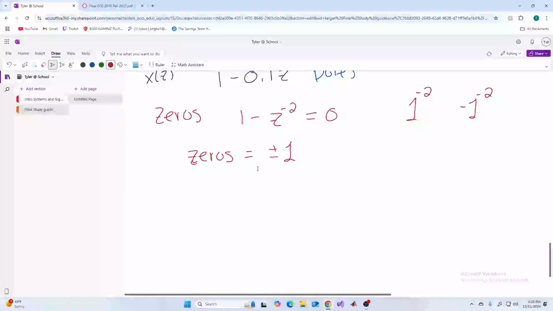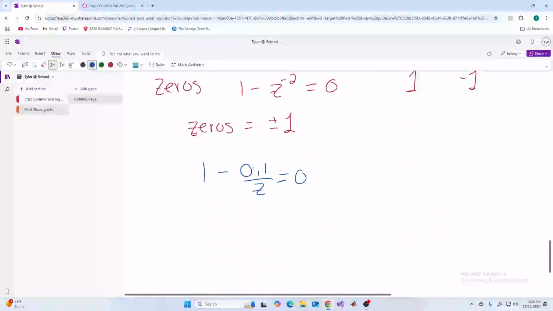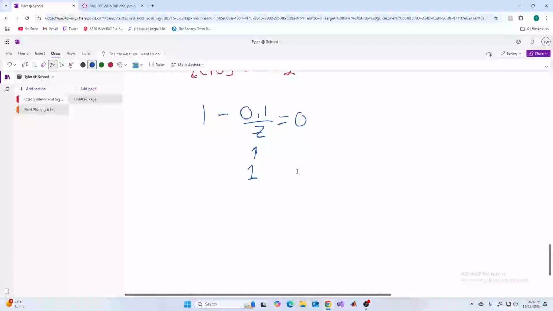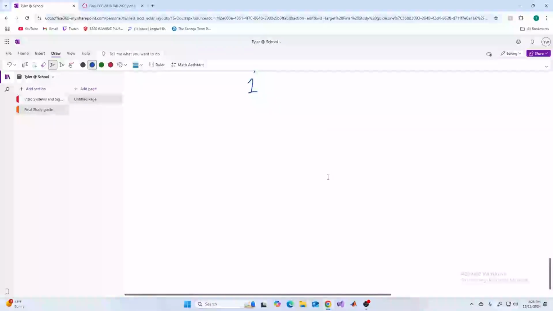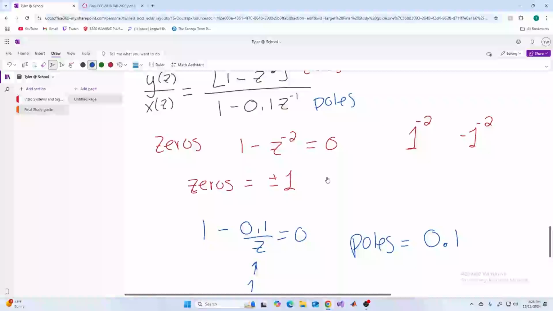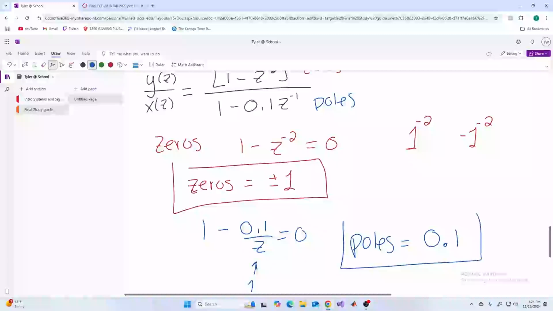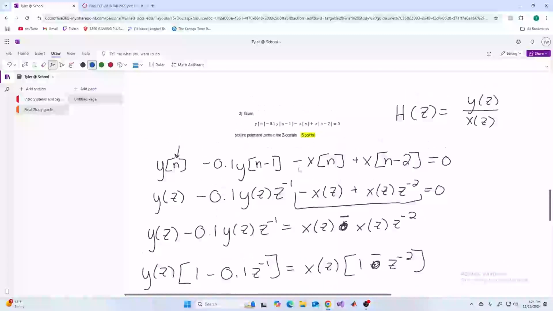Now for my poles, I have 1 minus 0.1 divided by z equals 0. Well, I need to make this value here 1, because 1 minus 1 equals 0. So the value there is my pole: the pole is at 0.1. So that's how you approach this kind of problem. You just write it out. Zeros are here and poles are here. So I just walked you through it step by step.